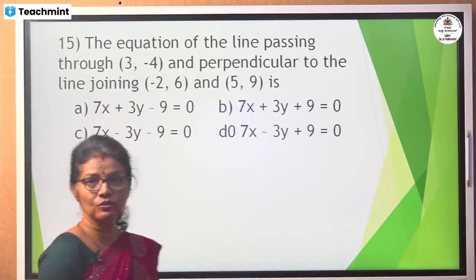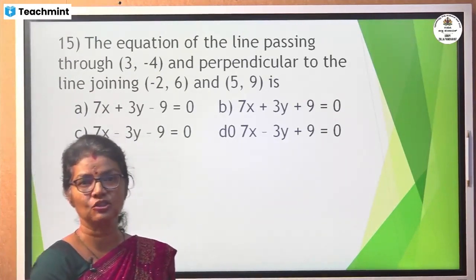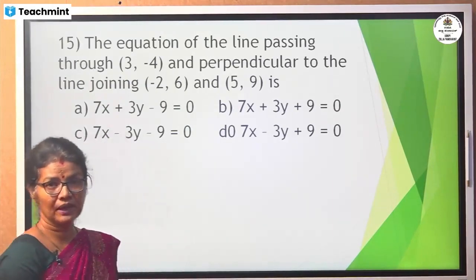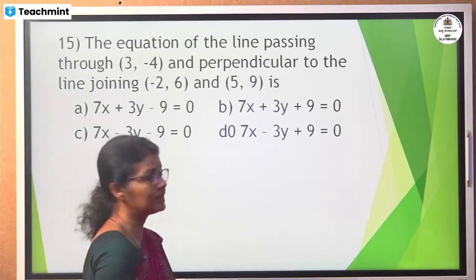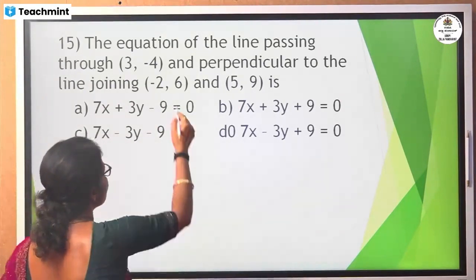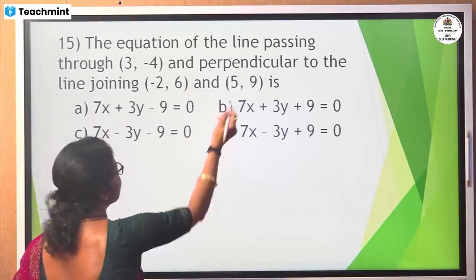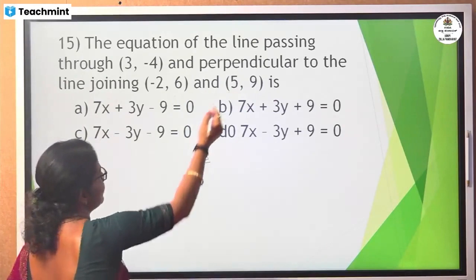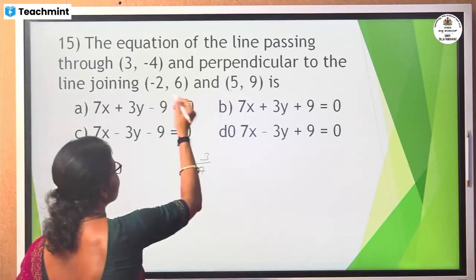Next, the equation of the line passing through 3, minus 4 and perpendicular to the line joining minus 2, 6 and 5, 9 is. So according to the statement, you have to find the equation of the line passing through 3, minus 4 and perpendicular to the line joining these two. So first write the slope of the line joining these two. Slope of the line joining these two, that is 9 minus 6, that is 3, y2 minus y1 divided by x2 minus x1, 5 plus 2, that is 7. So this is the slope of the given line actually.